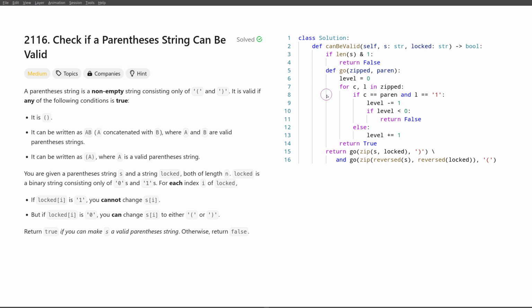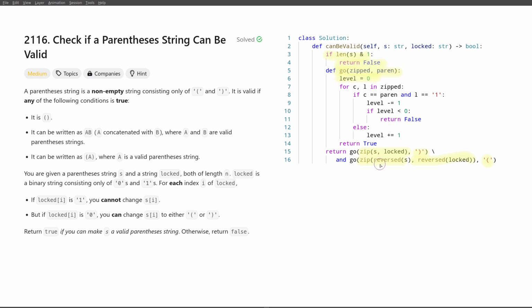So, looking at the solution, of course, if we have an odd length of string, then the answer is false. We cannot have a balanced string if we have an odd number of brackets. And if not, we have to check both the original direction, trying to avoid closing parentheses, and try the reverse direction, trying to avoid opening parentheses. So a single direction, this go function, takes the string zipped and the parentheses we want to avoid.